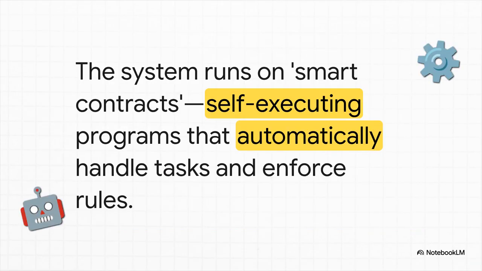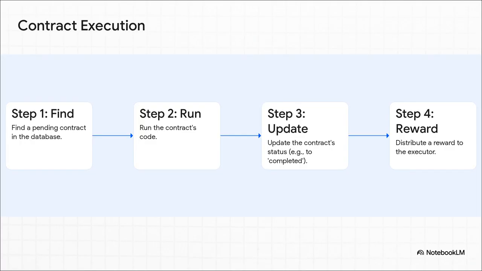So what does that tell us? This system doesn't just store data, it acts on it. That warning was all about running smart contracts. And what are those? Well, they're basically automated programs. They live on the blockchain itself, and they just do things. They enforce rules, they move funds, all on their own. No human operator needed. And one of the Python files lays out exactly how it works. It's a simple, elegant process. The system finds a contract that's waiting to be executed, it runs the code, it updates the status to completed, and then, and this is the important part, it pays a reward to whoever ran it. It's a completely self-sustaining, automated loop.